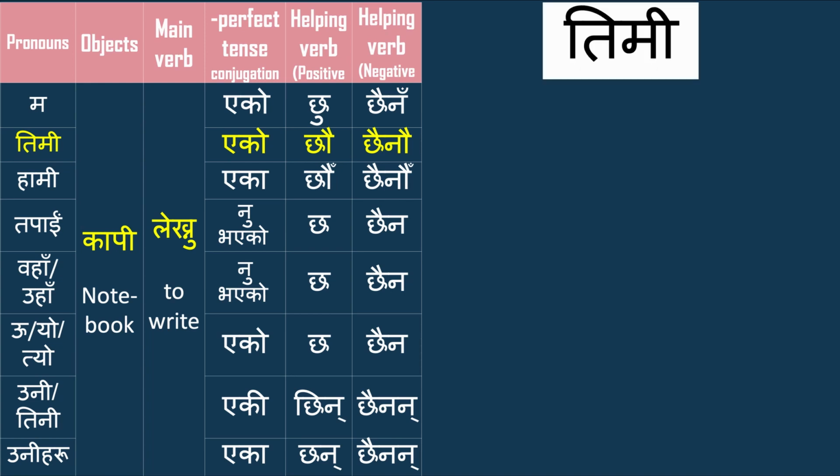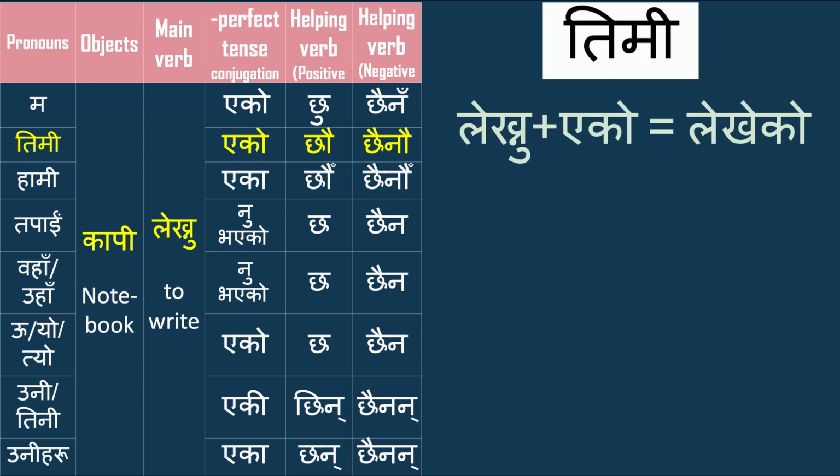Timi, the subject. Leknu plus eko. Here leknu is in typing font. Please do not get confused. Here is le, half ka and nu. It is typing form, so the leknu is combinedly shown here. Leknu plus eko. Here nu is removed and here you can see half ka.